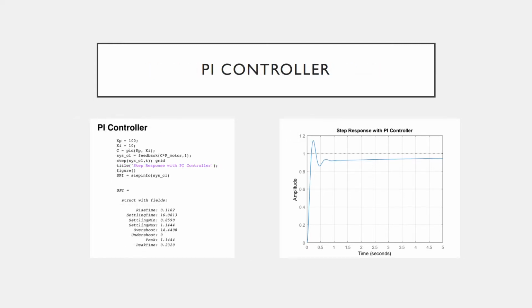Next, we implemented a PI controller. A PI controller is adding the integral part, which should eventually lead to less steady state error. Now we see though the problem with this one is that our settling time is way too high. We have a 16-second settling time. Also, our overshoot is much higher than what we would desire.